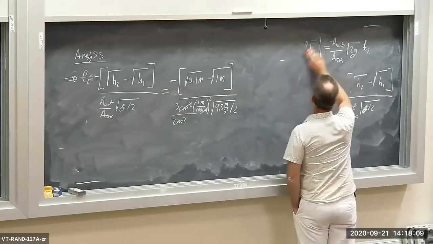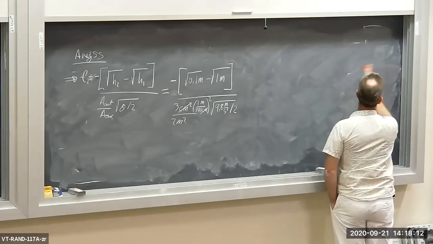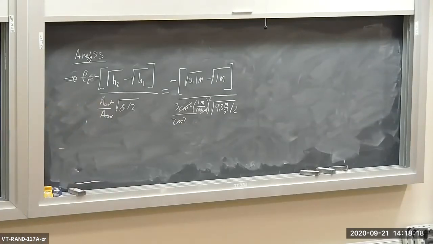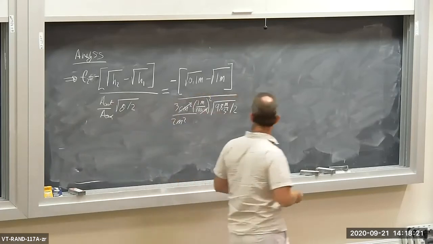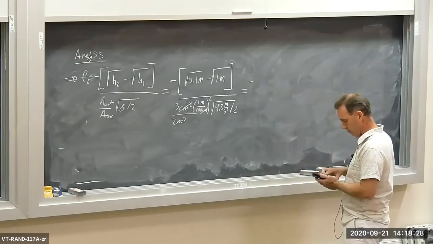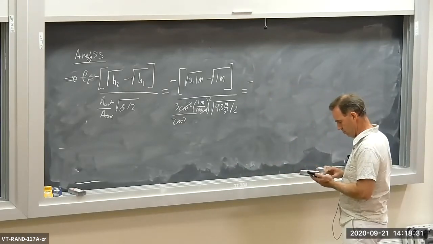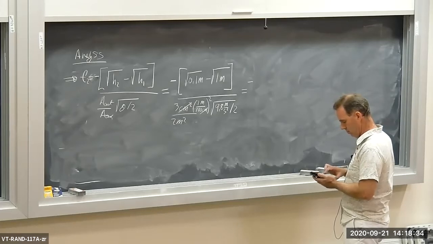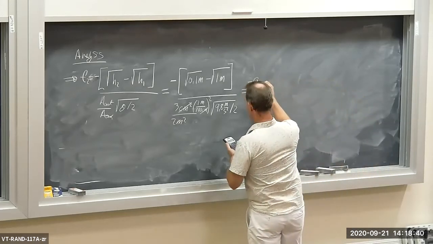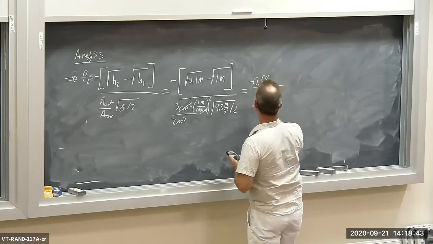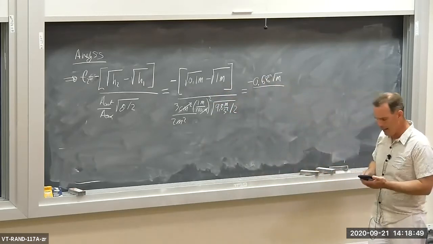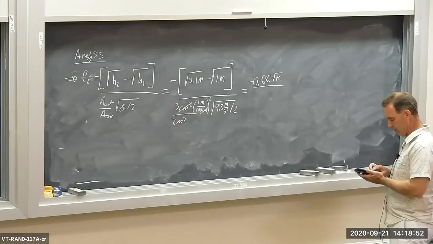Let's crank the numbers out here and see what we get. So we get negative. I get the numerator, and I get negative 0.68, and that will have unit of square root meters. Square root meters, so that's my unit. And then let's do the denominator here.